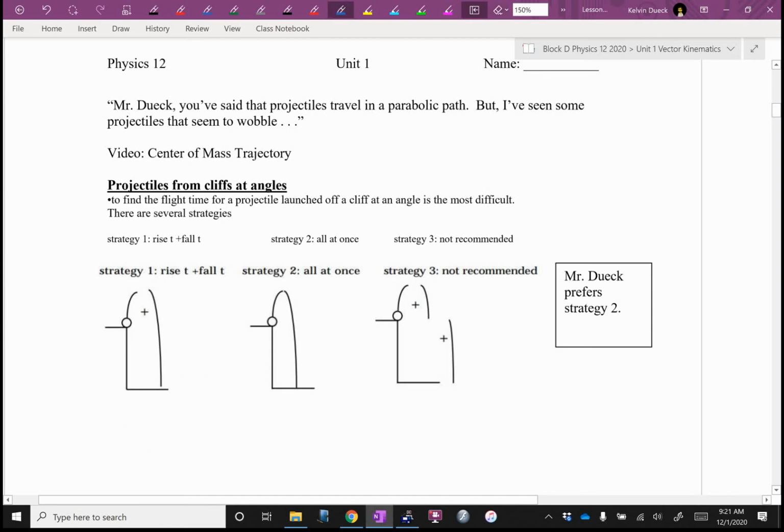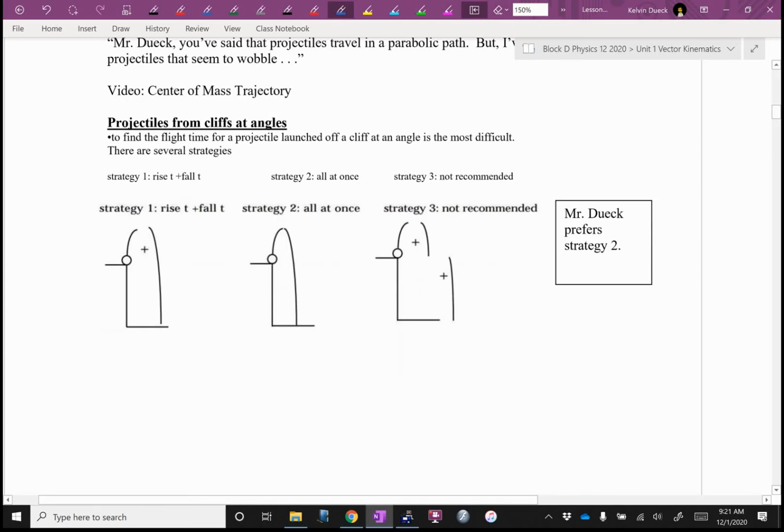So finding the flight time for a projectile launched off a cliff at an angle is by far the most difficult. And again, we're going to spend most of our time finding time. There's several strategies. One strategy is find the time to the top, because Vy at the top will be 0. Start at the top, make Vy initial 0, find how long it takes to get to the bottom, and add them up. And you can do that with nothing but Phys 11.